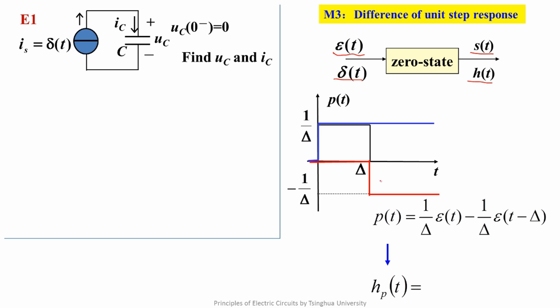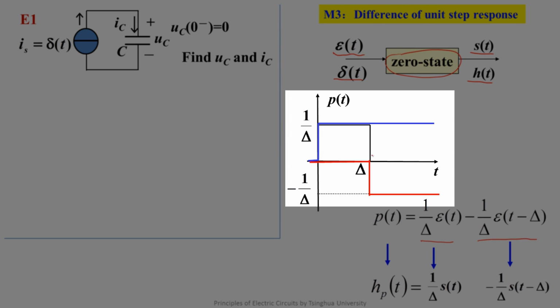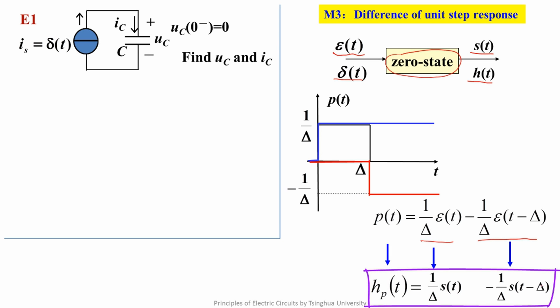Because the whole system is in zero state, according to the discussion in lecture 51, we know this is a linear system. In other words, the response with the sum of two excitations is the sum of the responses under them respectively. The response with epsilon(t) is s(t), and the response with epsilon(t minus delta) is s(t minus delta). When they are multiplied by a coefficient, the corresponding responses should be multiplied by the same coefficients. The responses can be written in this form and this form. In other words, this is the response of this window function.